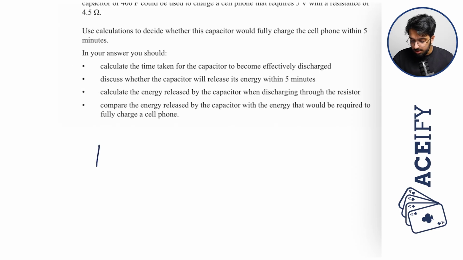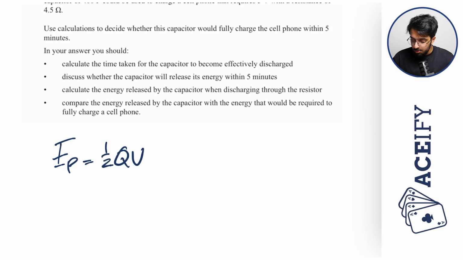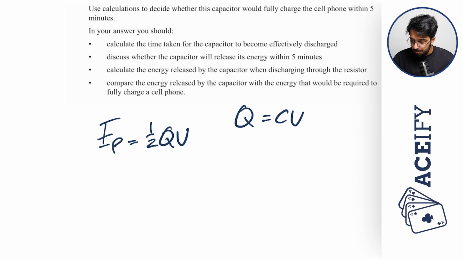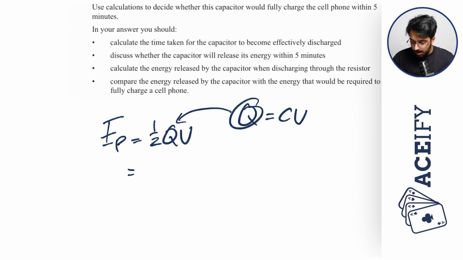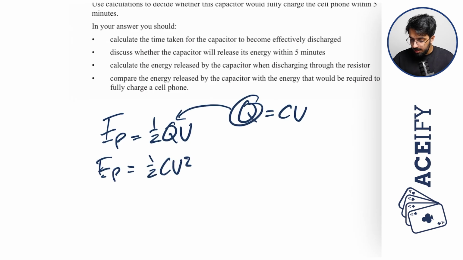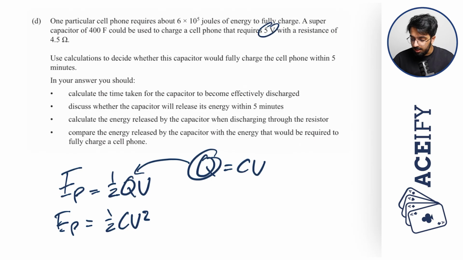To find that, we go: EP is equal to half QV. And because we know Q is equal to CV, we can plug this in here, and we get half CV squared. Now we know the voltage across the capacitor is 5 volts, and we know it has a capacitance of 400 farads.